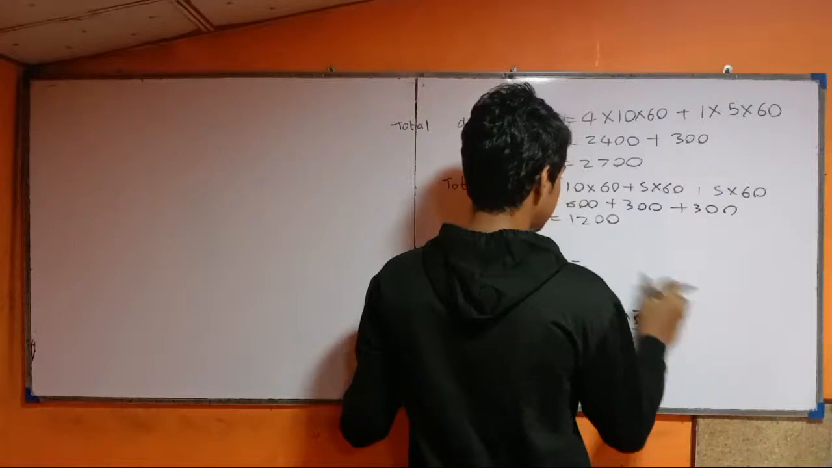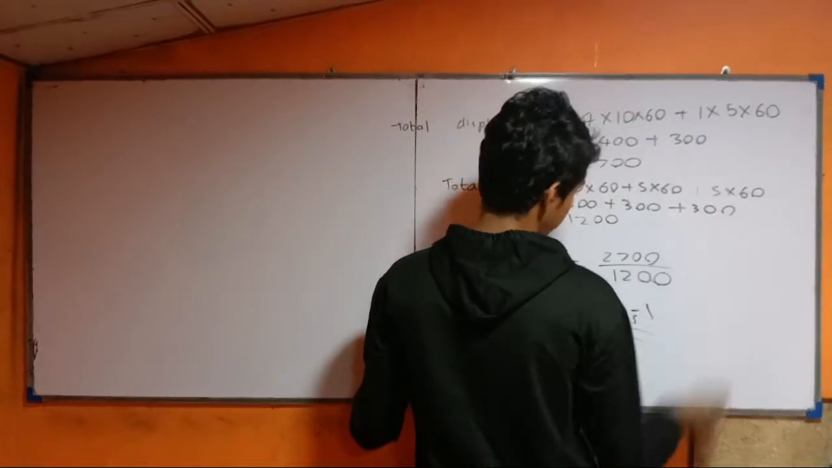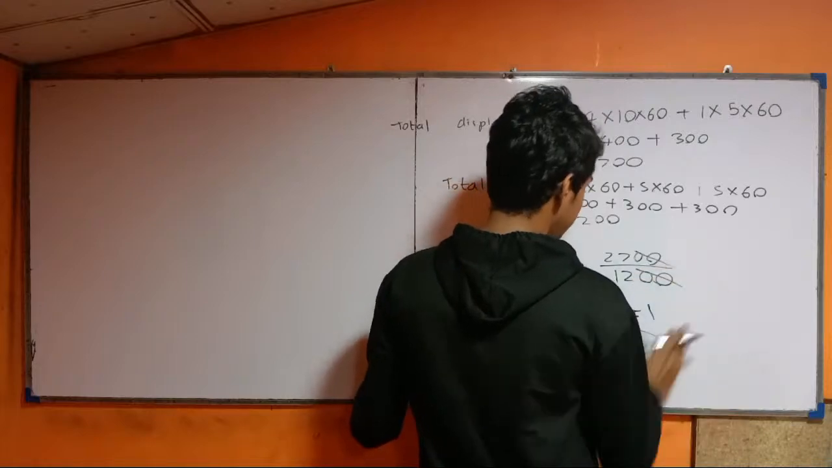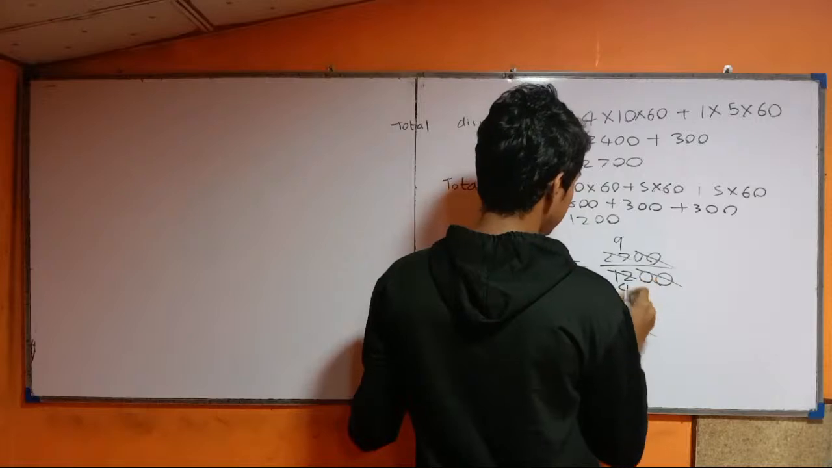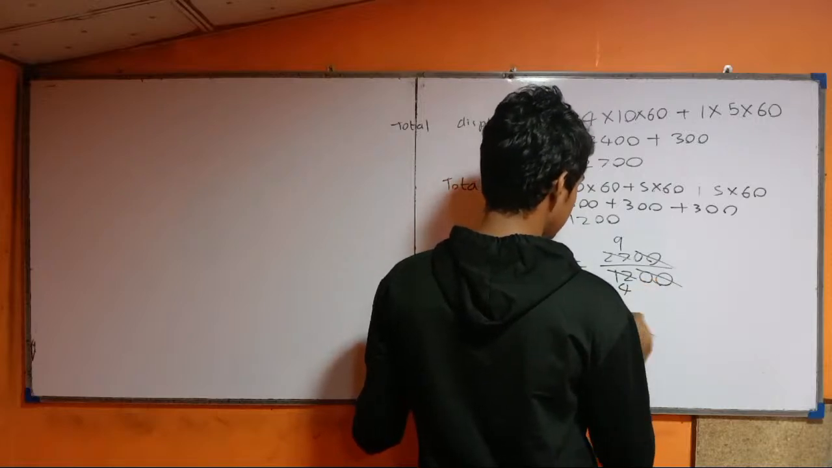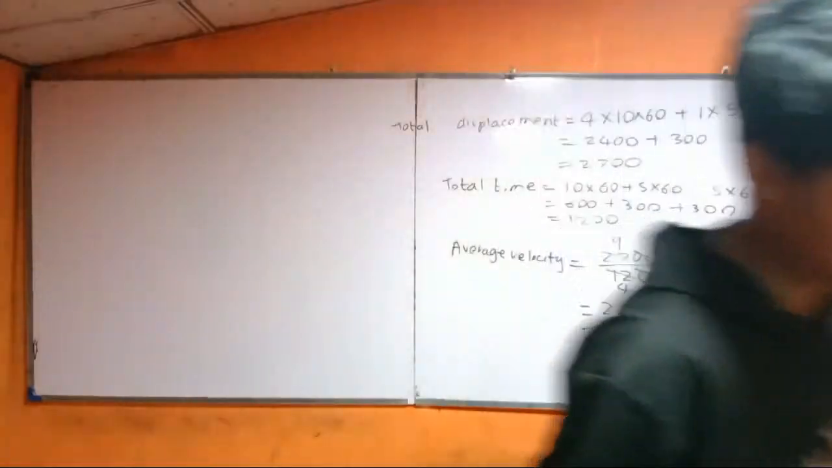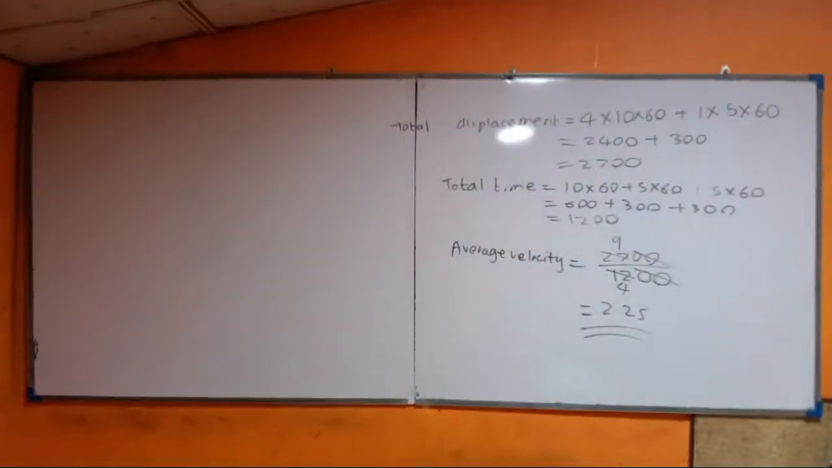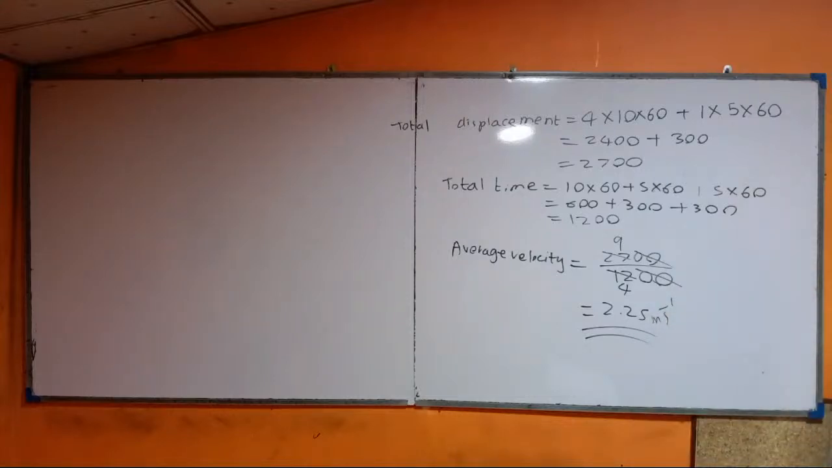So it's going to be 2700 divided by 1200, and it's going to be 2.25, I guess. Is that an answer? Yes, 2.25 meters per second. Second question, 2.25 meters per second.